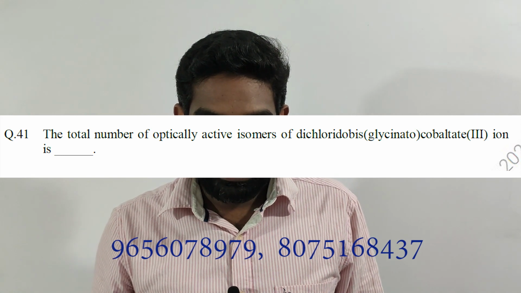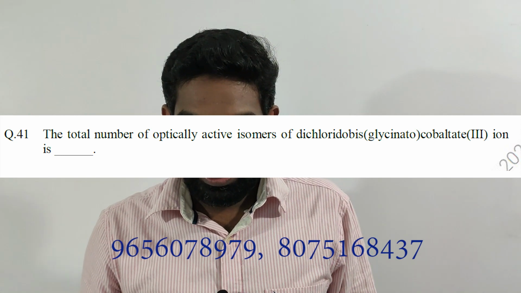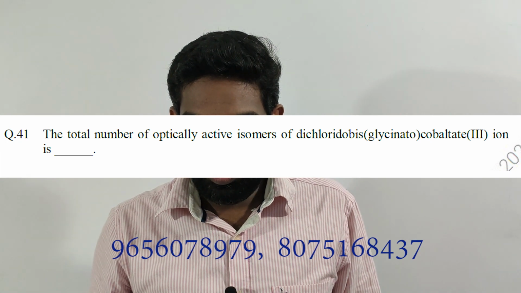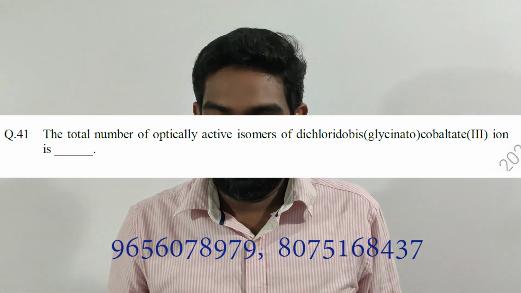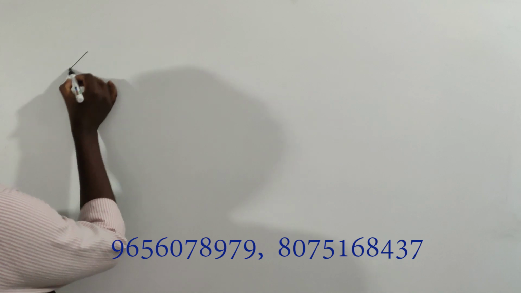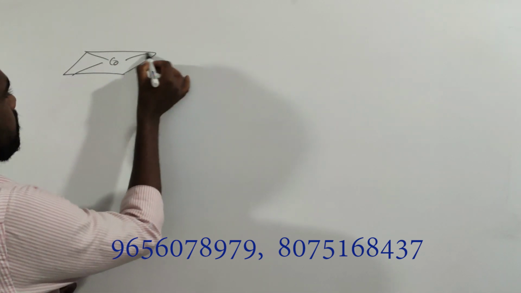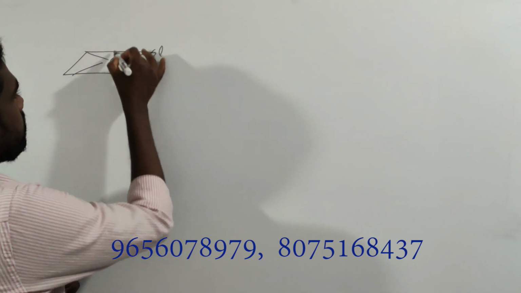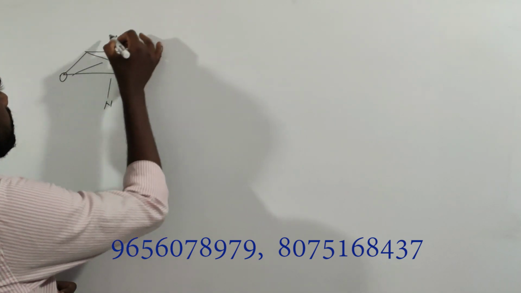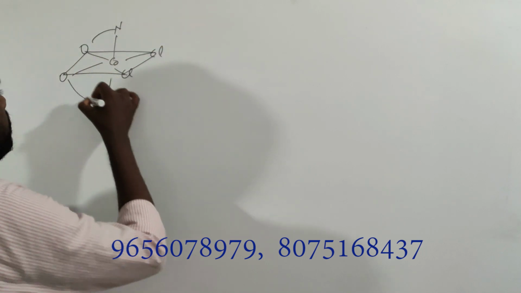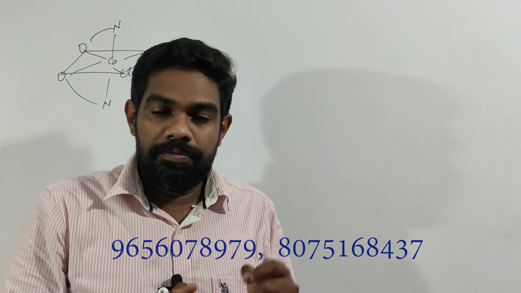The total number of optically active isomers of dichlorobis(glycinate) 3 ion is. Okay, let's see how to solve this question. So the complex given is this. Okay, this is the complex. So we have to find out the optically active isomers.